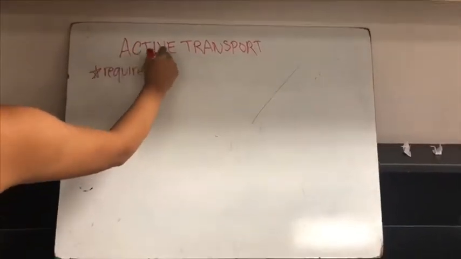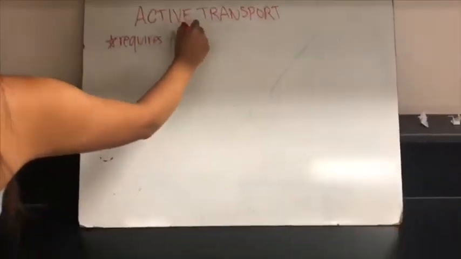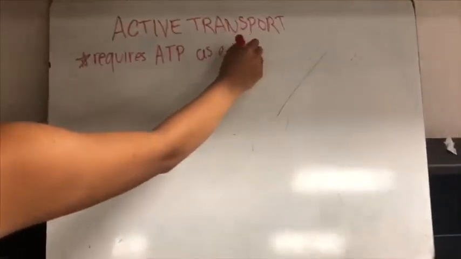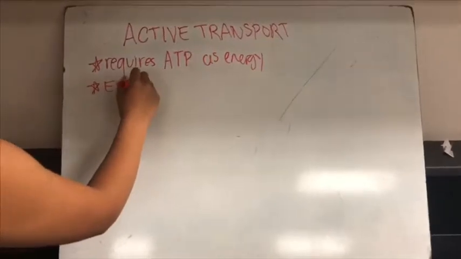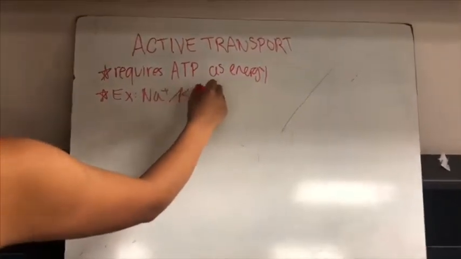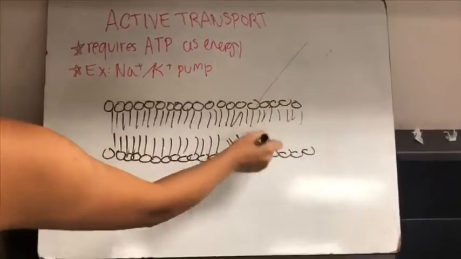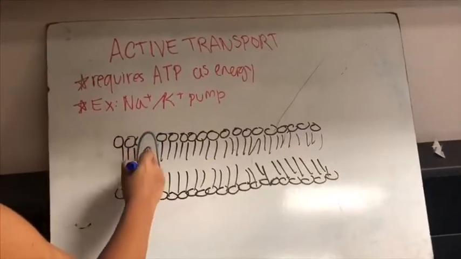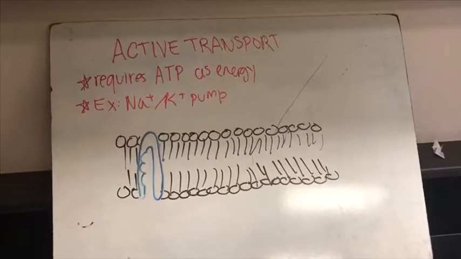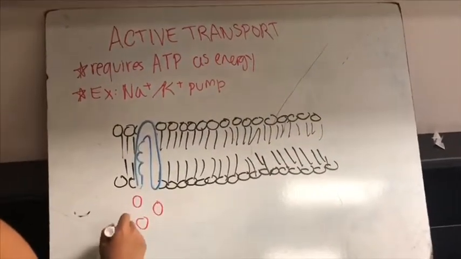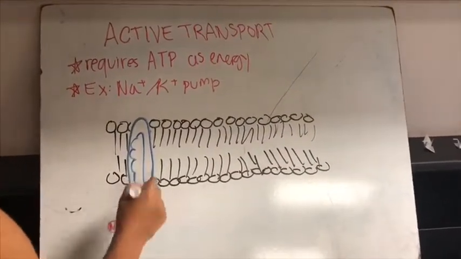So now this is actually active transport. So active transport will require ATP as energy to power it. So an example would be the sodium-potassium pump. So the first step in the pump is that we have a pump in the membrane which has a high affinity for sodium, and it will bind 3 particles of sodium to the inside of it.